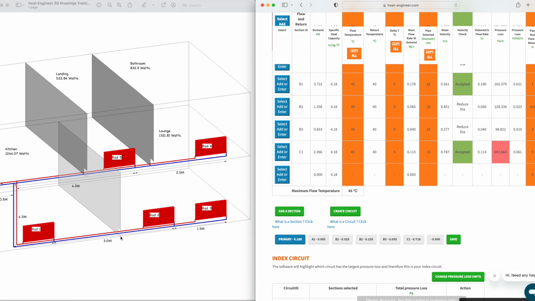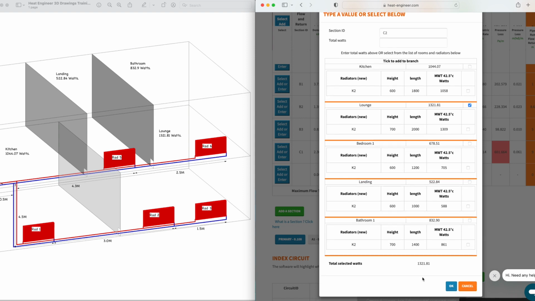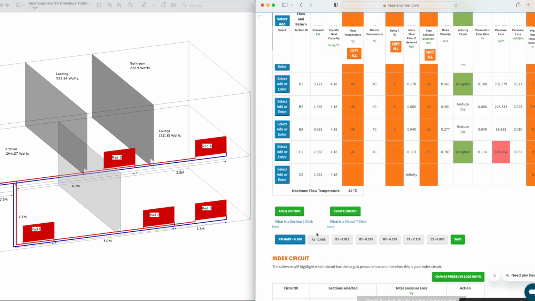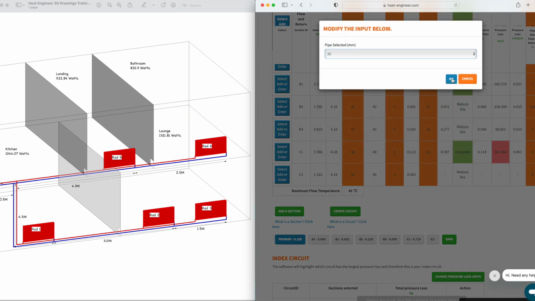So that's from that point there out to there. So it's C2. Click on that, C2. And how much energy is it taking? Well, it's just taking the energy from the lounge, isn't it? So we've just got to add that. So it's 1.3 kilowatt. Click OK. And there it is. Let's copy all again and get our flow and returns into that, and let's put that in as 15 mil as well.